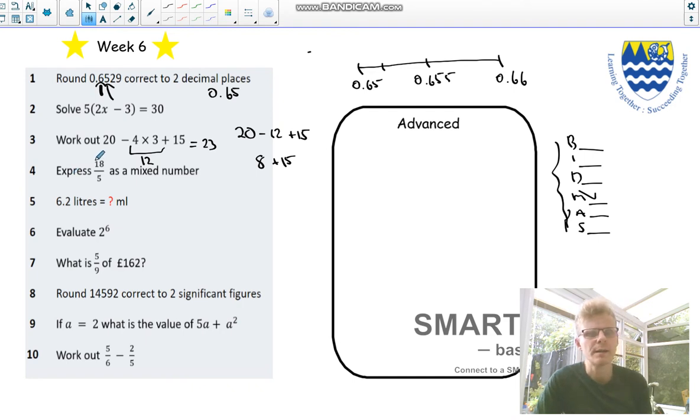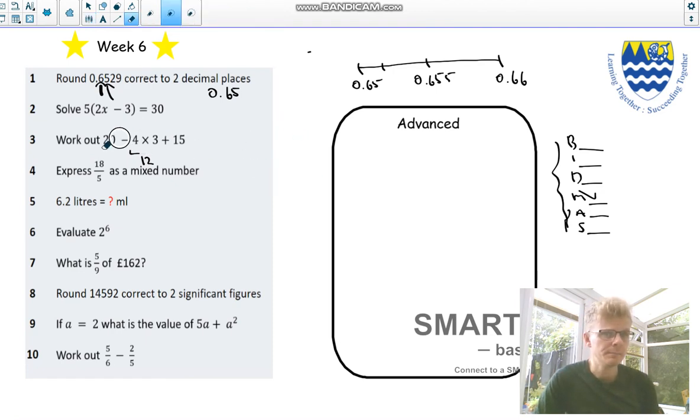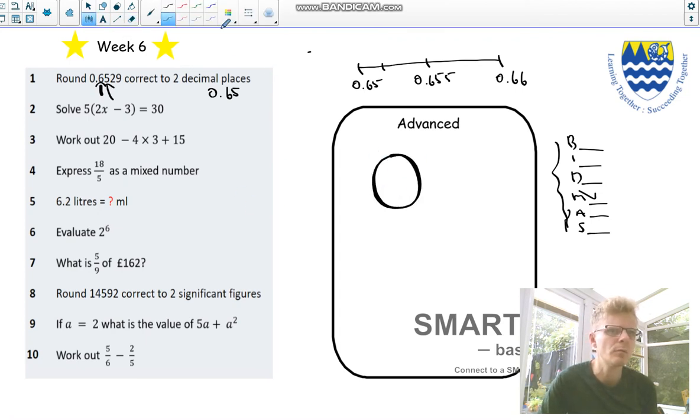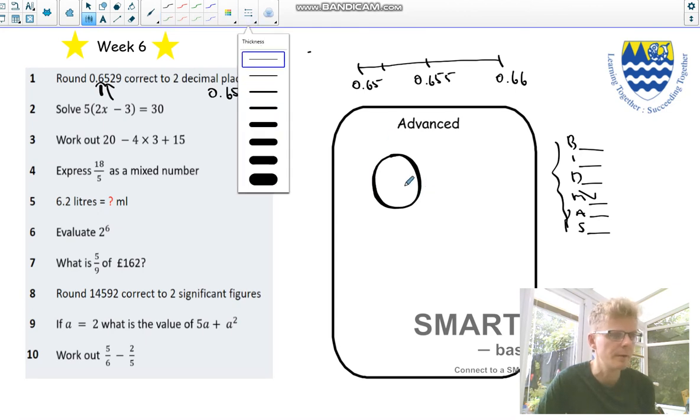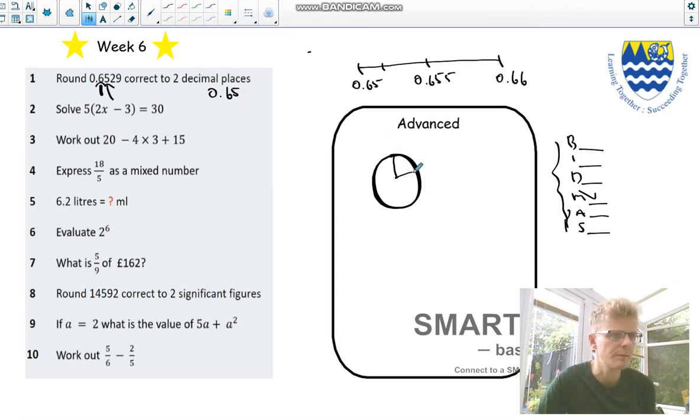Okay, so express 18/5 as a mixed number. What does that mean? Well, if we drew a circle, then within our circle, normally, we can fit 5/5. There we go, fifths. So they should all be equal. So we have 5/5 in every one whole. So this would be equal to 1.